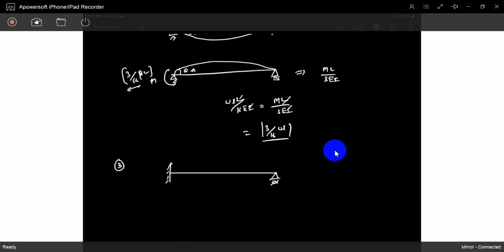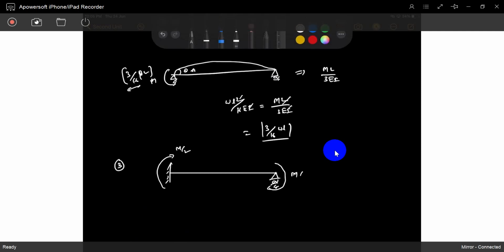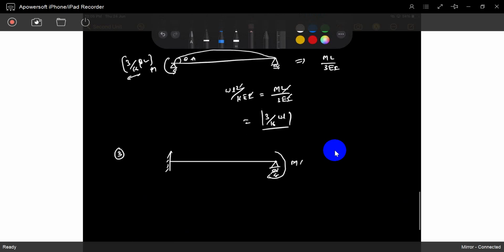So we applied a moment like this, a concentrated moment like this, which is also a proper cantilever. We already solved it. So based on that, what do we get? If you apply M moment, it will get the same direction M by 2. That's it, na? We gave the statement also. So now I want to prove it by this slope method also.